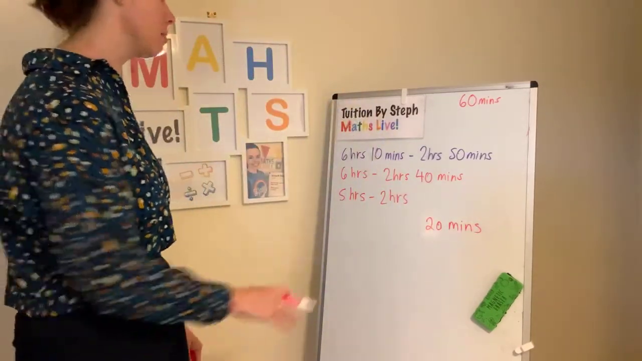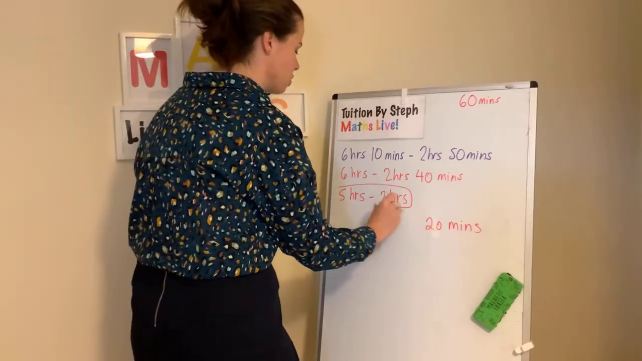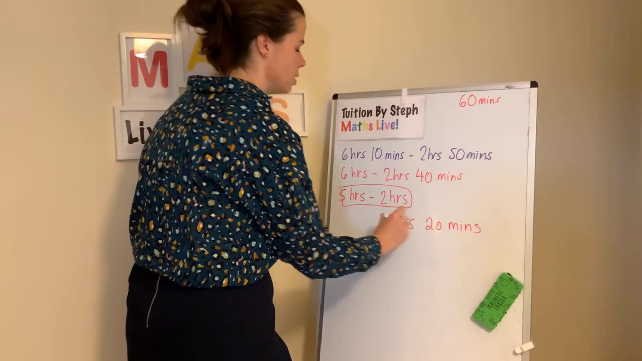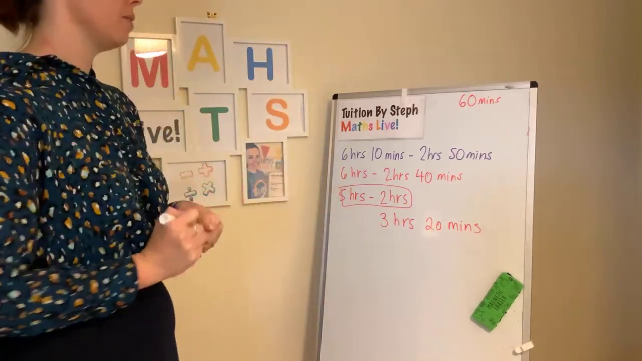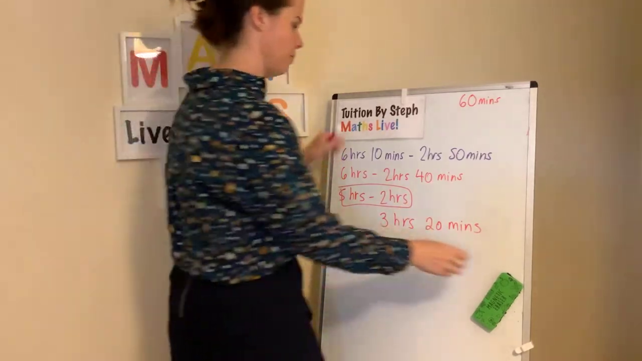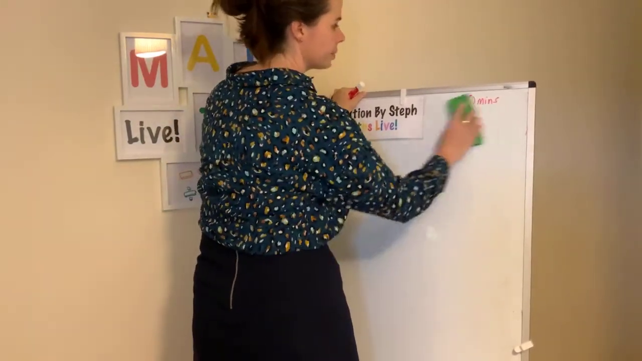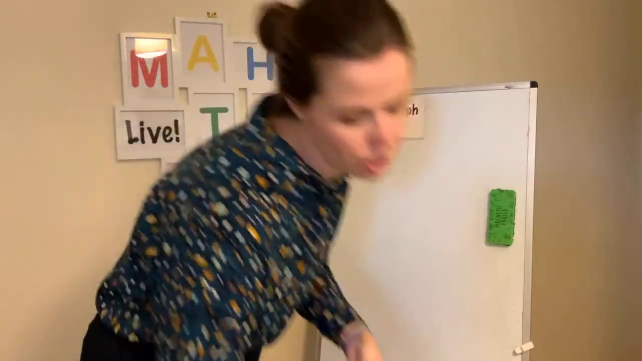So I've got my minutes and my answer, and now I can finish off the hours part of the question. 5 take away 2 is 3. So 3 hours, 20 minutes for that one. Okay. So, your turn.